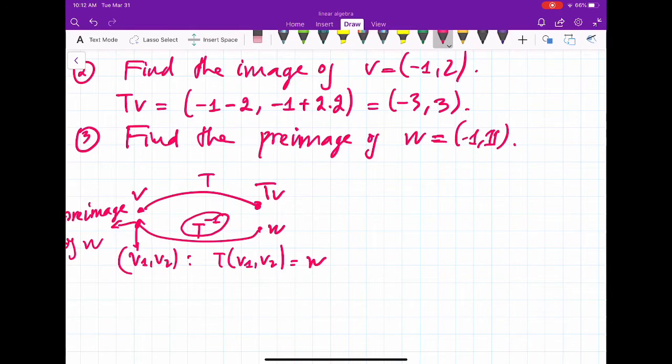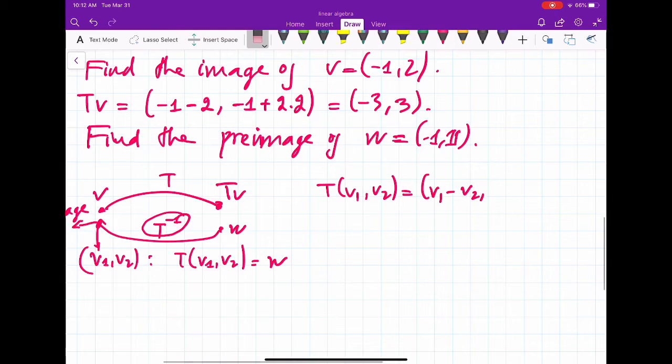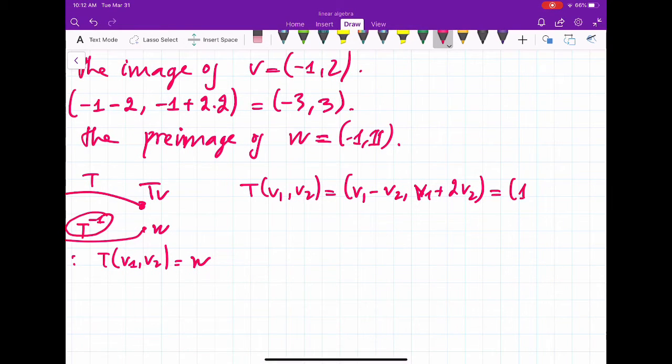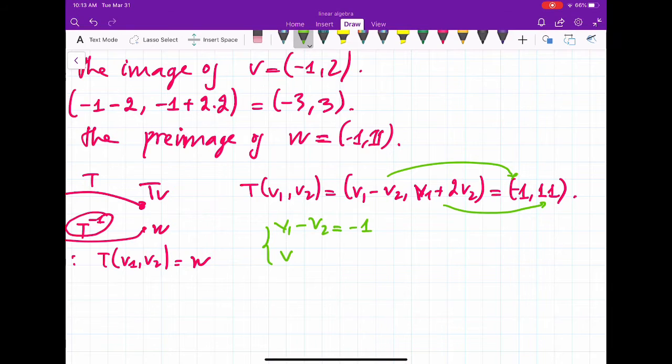So I have the following one. V1, V2 and T of V1, V2 is what? T of V1, V2 is V1 minus V2, and here we have V1 plus 2V2. And this is equal to W. W is -1, 11. So basically, if you compare coordinates of these two vectors, you get V1 minus V2 equal to -1 and V1 plus 2V2 equal to 11. You have a system of linear equations.